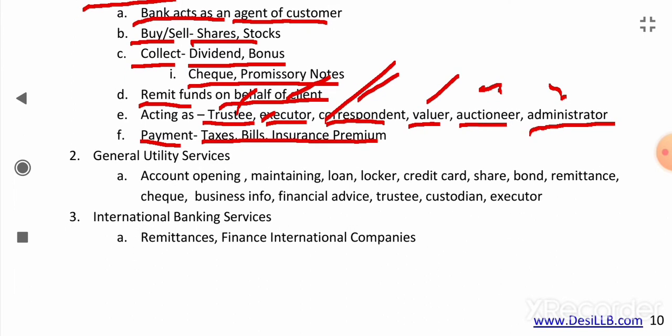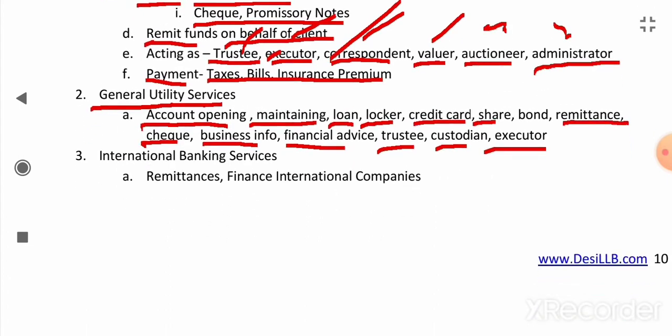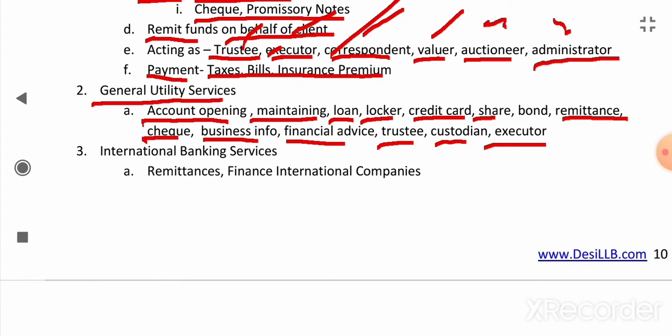Next, subsidiary or secondary services are general utility services. The most common services like account opening, maintaining of accounts, loans, lockers, credit cards, shares, bonds, remittances, check, providing business information, advising you on financial issues, acting as a trustee, custodian, executor. So these are more general or common services provided by the bank.